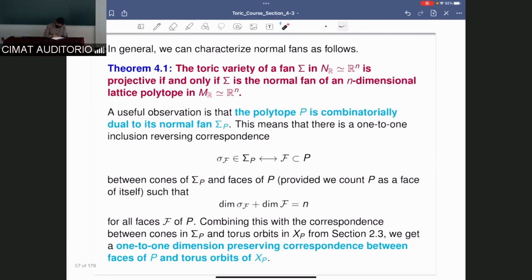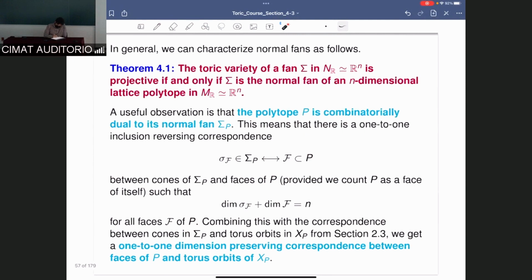Very good. Turns out, from the construction, one sees that the polytope is combinatorially dual to the normal fan. What do we mean by that? A correspondence. So there is a one-to-one inclusion reversing correspondence between the cones and these faces. That was from the construction, and one can do a computation and see that it's inclusion reversing just from the definition, and what requires maybe just a small moment of thought is that this is what is going to happen.